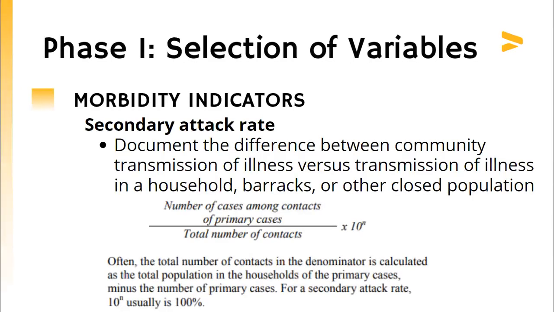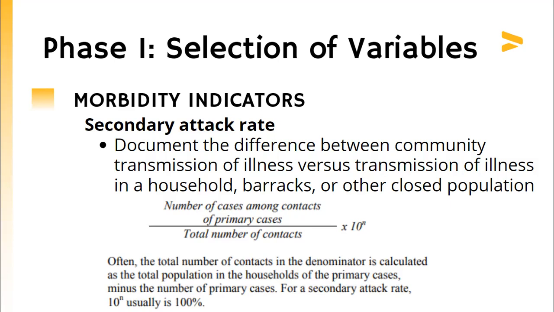And then we have what we call secondary attack rate. This documents the difference between community transmission of illness versus transmission of illness in a household, barracks, or other closed population. Okay.